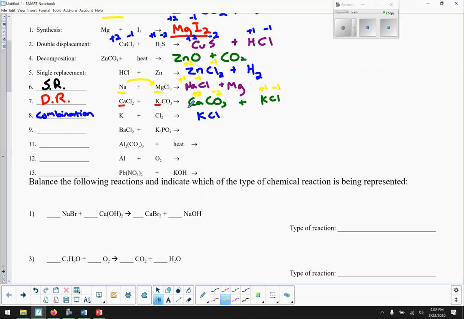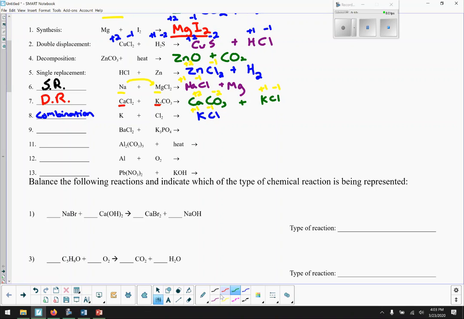And again, you check the charges. Potassium is +1, chlorine is -1, just as over here. It's just KCl. That's it. Because we're not balancing the whole equation, you don't have to worry about the fact that there's two chlorines here and only one over here. But if you wanted to go and balance it, you could. Okay, number 9.